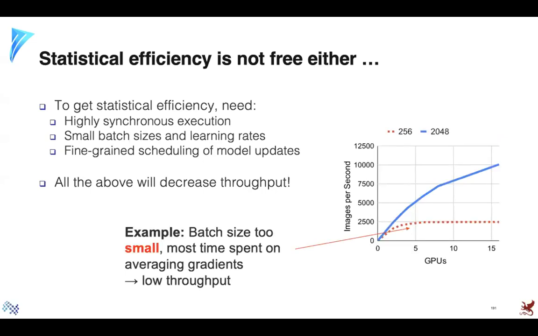So this is just an example that highlights the choice of using two different batch sizes. The dotted line is a smaller batch size, and the blue solid line is a larger batch size. Although we can achieve higher statistical efficiency using a smaller batch size, our throughput is smaller.